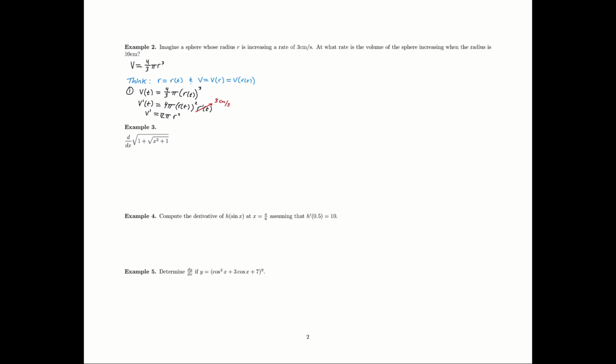So really quickly, this is 3 and this is 4 pi, so let's make this a 12 pi. So now, if I go ahead and take v prime and say r is 10, we can then just plug that in and get 1200 pi. And this would be centimeters cubed per second.